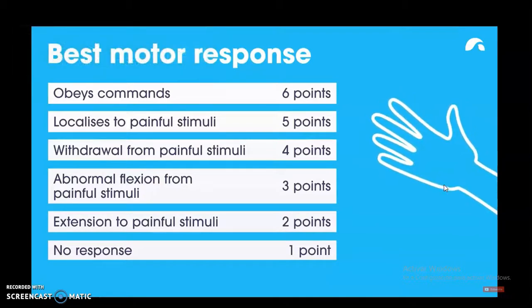Motor response. Are they able to follow a command? 6 points. Do they localize to a spot when a painful stimulus is applied? 5 points. Do they withdraw from the painful stimulus? 4 points. Does the person react with an abnormal flexion? 3 points. Does the person respond with an abnormal extension? 2 points. Do they have no response to painful stimuli? 1 point.